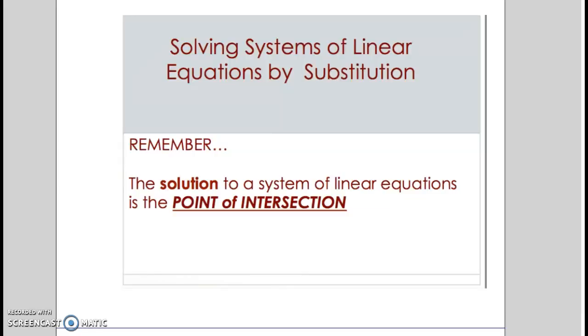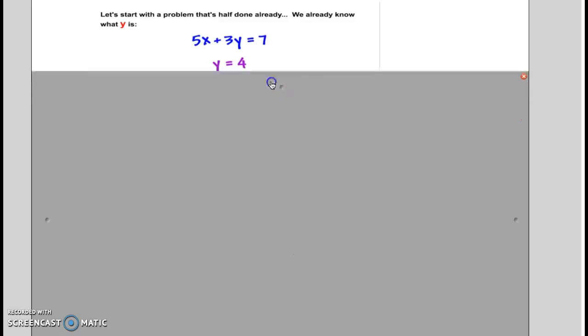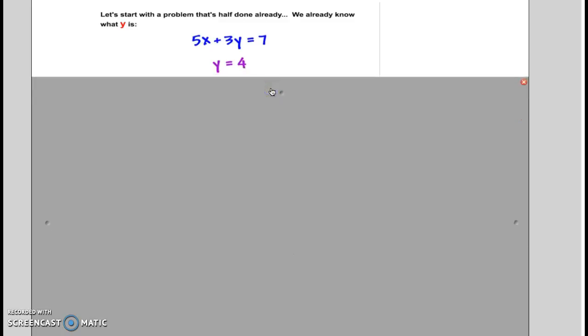Right, so this is solving systems of linear equations by substitution. You always want to remember the solution to a system of linear equations is going to be the point of intersection. So if the lines are parallel, there will be no solution because two parallel lines will not intersect. All right, so let's start with this problem, the first problem in your packet.